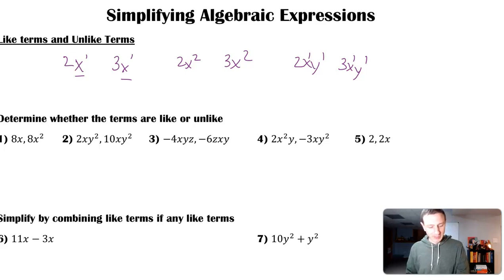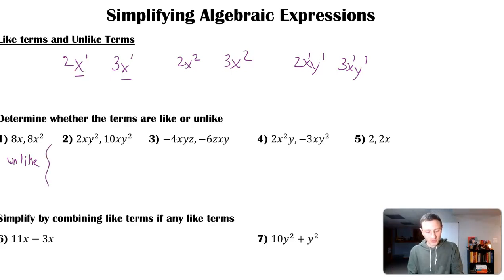So on the couple examples I have here, number 1, 8x and 8x squared. X to the first, x to the second. Those are not the same exponents. Even though they're the same variables, they are not like terms, because they are not the same exponent. It has to be x to the first, x to the first, or x to the second, x to the second. But in this case, they're not.